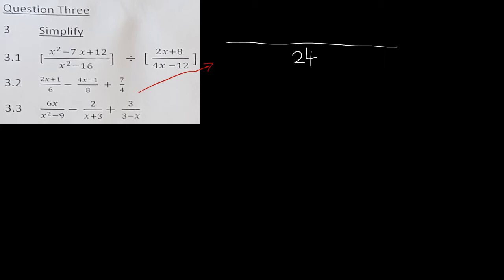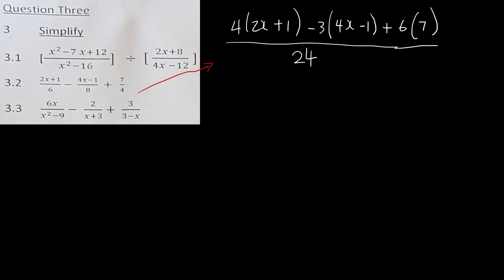Okay, so the first thing is that the 6 will go into the 24 4 times, so it should be 4 into 2x plus 1. And remember, there's a minus sign there, so we need to write that down. The 8 goes into the 24 3 times, so it will be 3 times 4x minus 1. And then the 4 goes into the 24 6 times, so it will be, remember there's a plus there, 6 times 7. So now I need to distribute this.